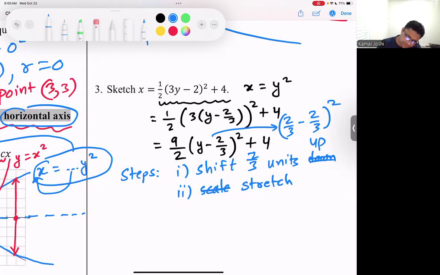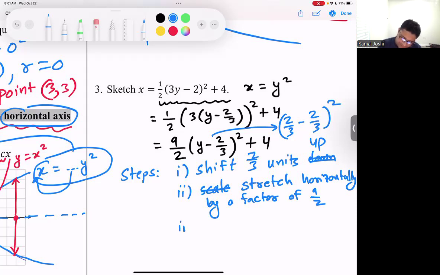Stretch how? You are multiplying, basically you're stretching horizontally here. Okay. Stretch horizontally by a factor of 9 over 2, 4.5 times. Okay, you scale it, stretch it 4.5 times.